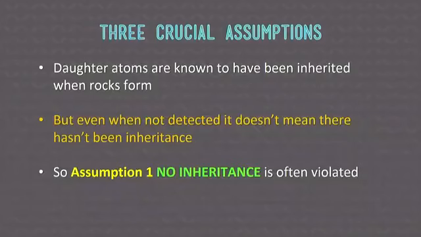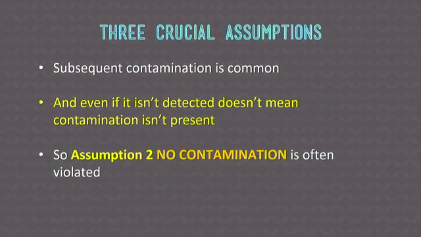See, daughter atoms have been known to have been inherited when rocks form. But even when not detected, it doesn't mean there hasn't been inheritance. Just because we make the assumption doesn't mean that there hasn't been a problem. Assumption number one is often violated, no inheritance.